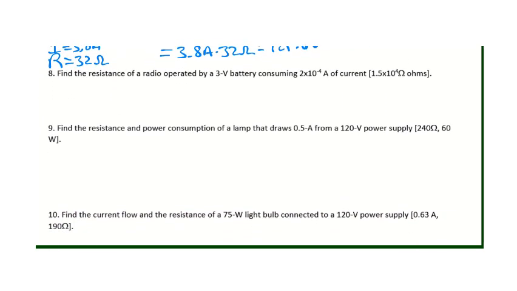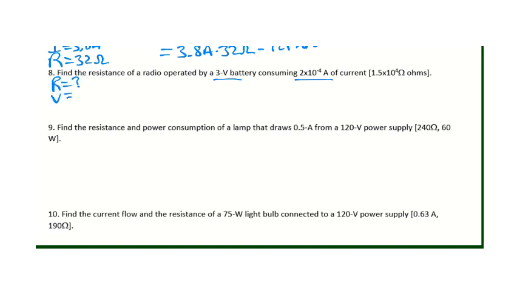Okay, let's take a look at problem 8. Find the resistance of a radio operated by a 3-volt battery consuming 2 times 10 to the negative 4th amperes of current. So, resistance is what we're finding. Our voltage is 3 volts. But our current I, remember that's scientific notation, so it's 2 times 10 to the negative 4th.